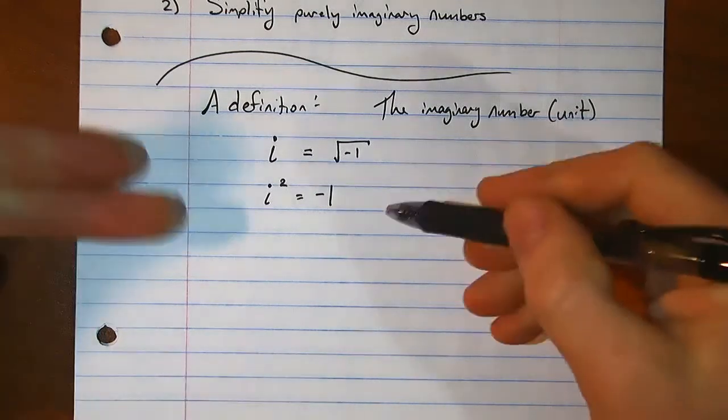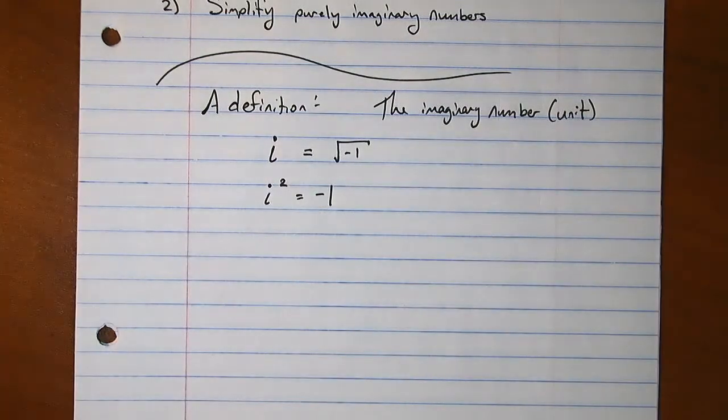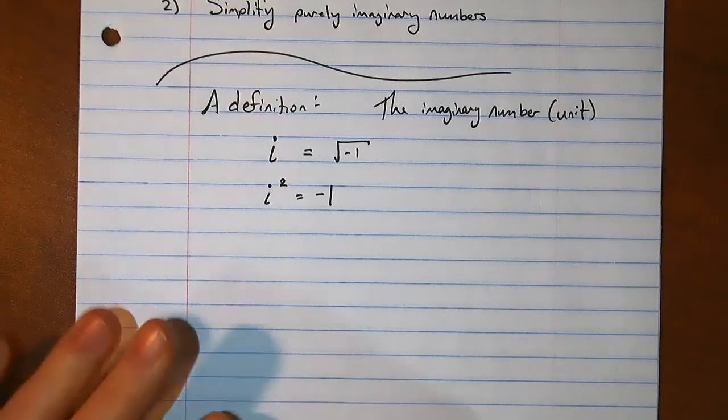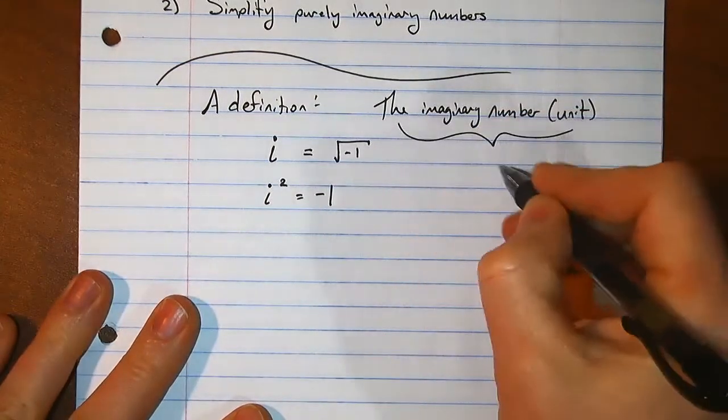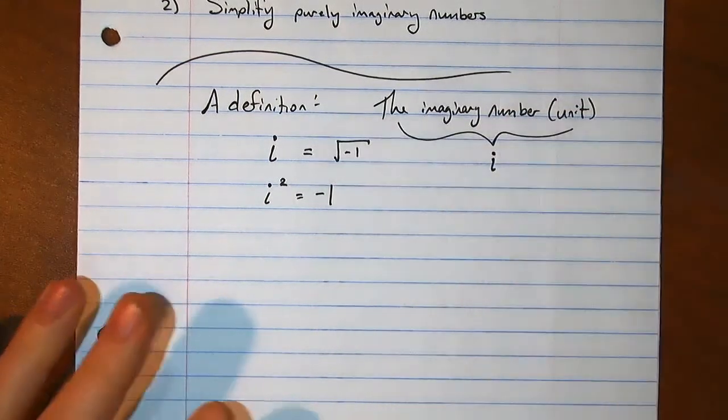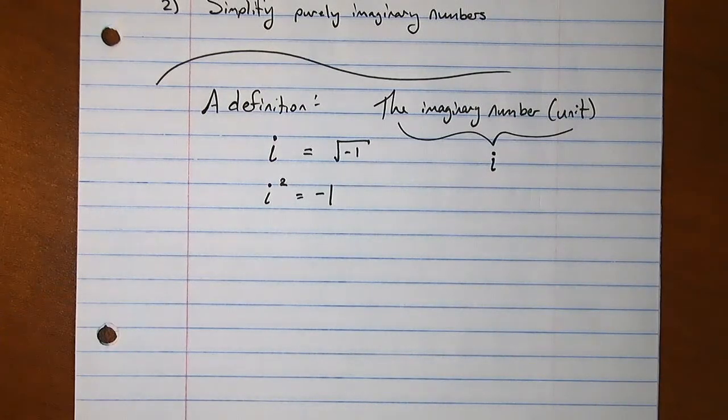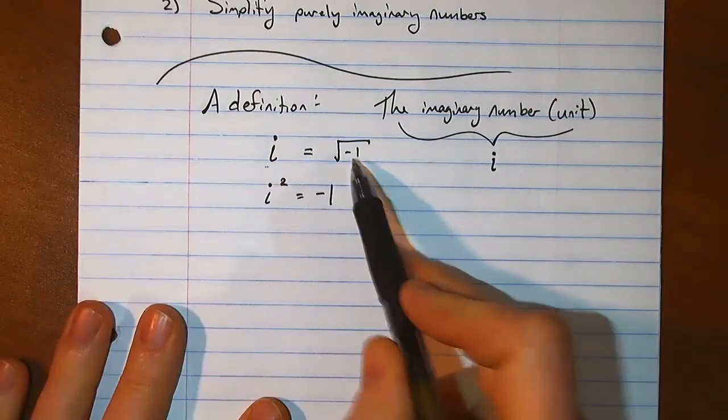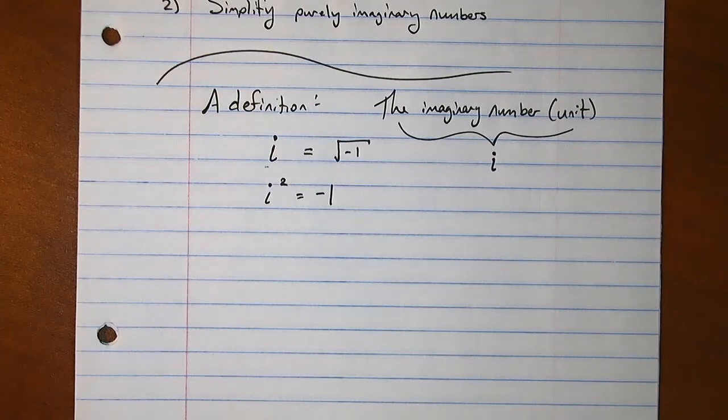Okay, let's stick with this right here. So this is what the imaginary unit is. All right, so the imaginary number, the imaginary unit, whatever you want to call it, is i. That's what the imaginary unit is. And we define i as being the answer when you take the square root of -1. All right, so it's just really that simple.